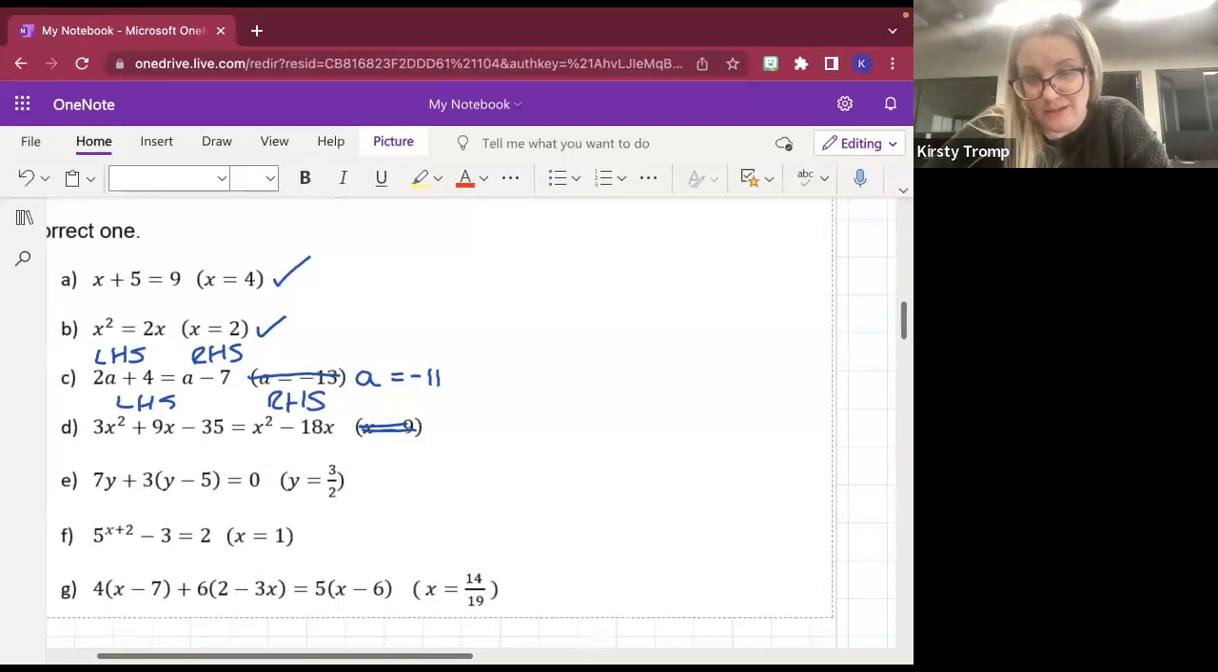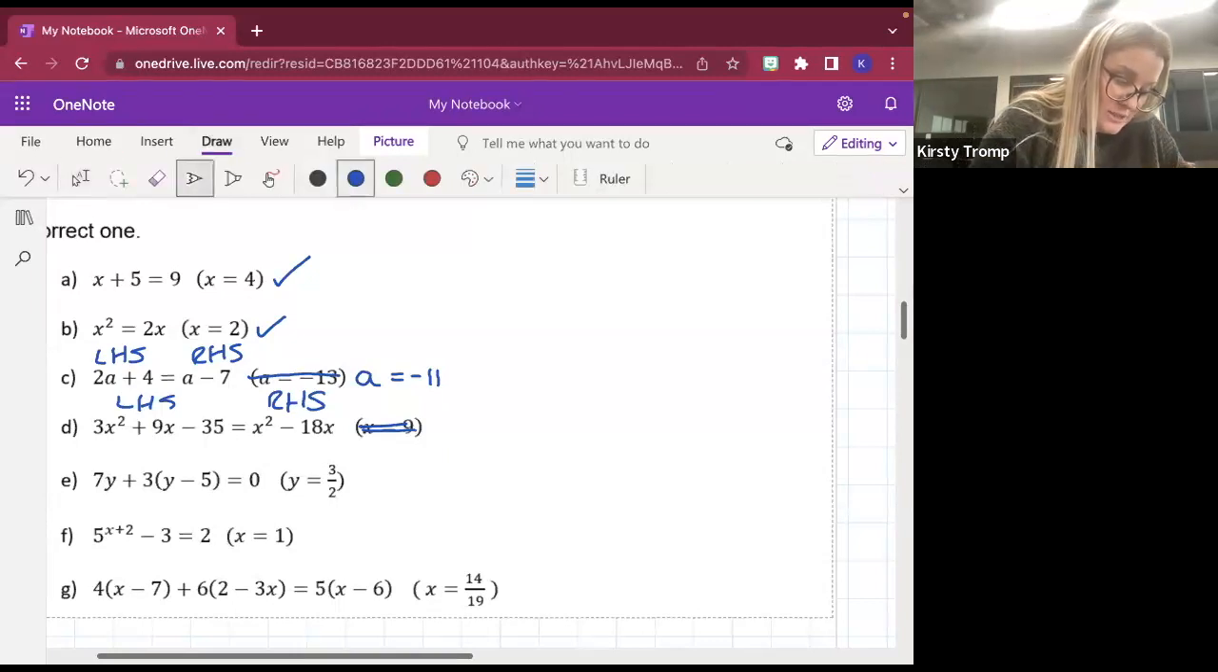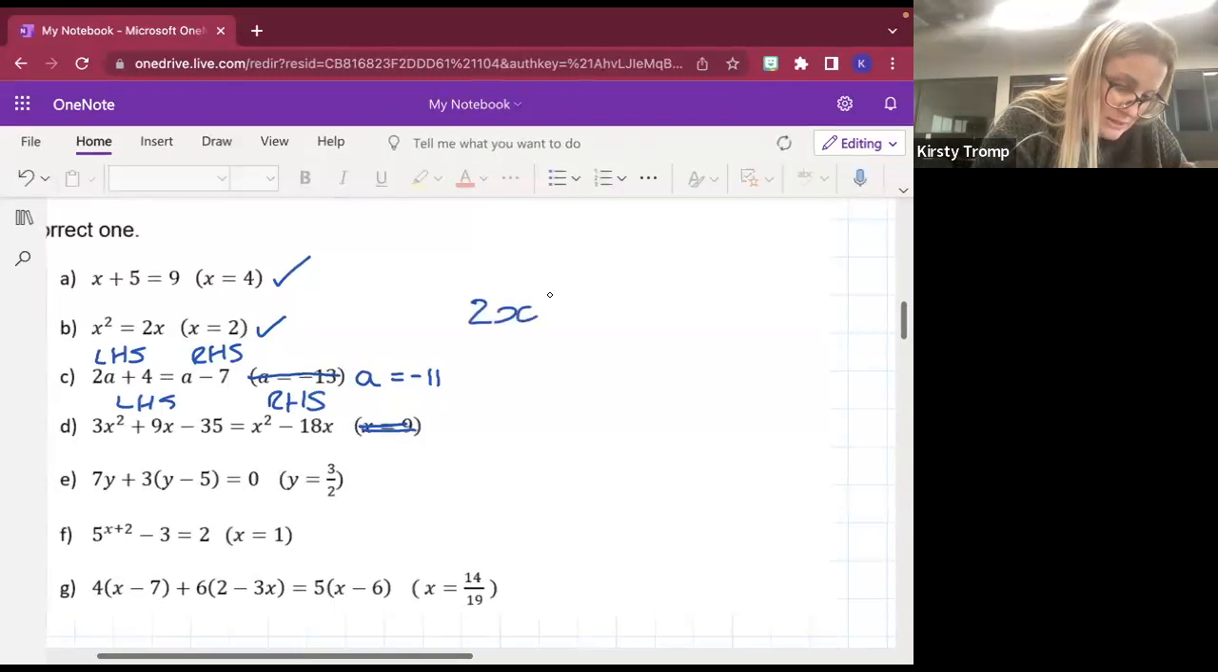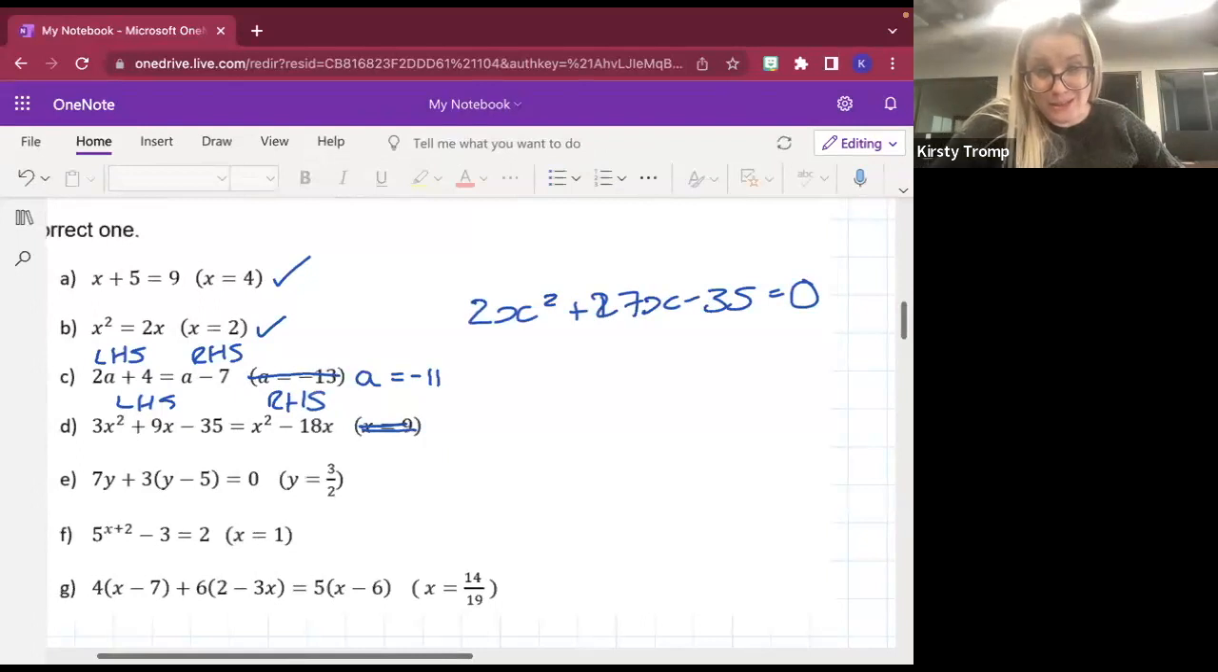Is this question going to ever pop up in a test or an exam? So no, not for grade 9. In grade 10, yes. A question like this for D, where the last answer there was 2x squared plus 27x minus 35 equals 0, that's definitely a grade 10 question.